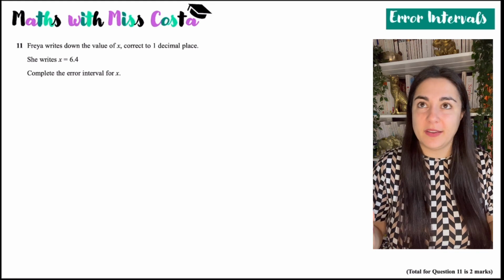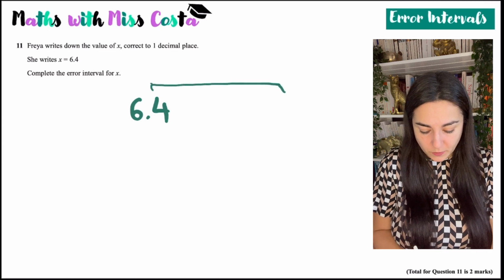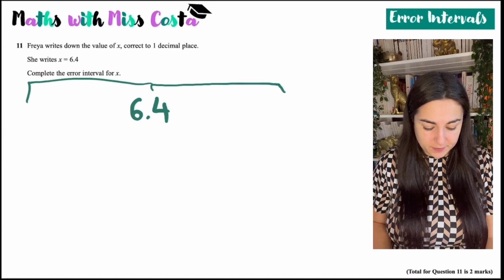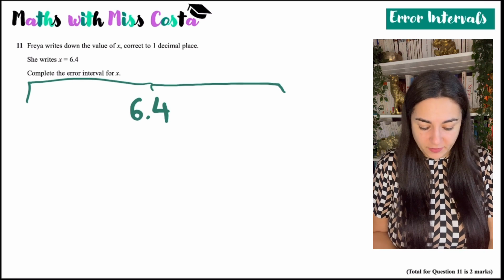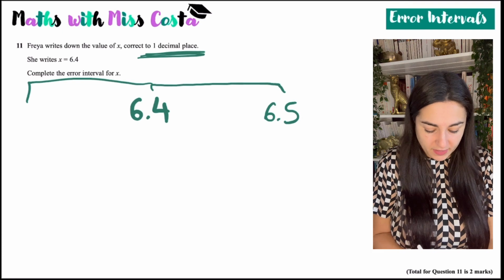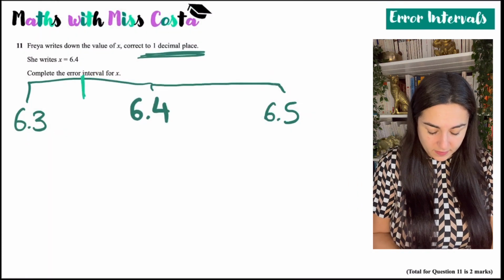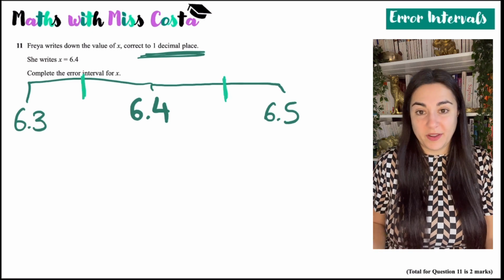Okay, so here we're dealing with error intervals. Now, all an error interval means is if something's been rounded, then obviously it could be slightly higher than the value that's been given or slightly lower than the value that's been given. So let's have a look at 6.4. What could it have been rounded up to or down to? So she writes the value of x correct to 1 decimal place. So the decimal places around that would be 6.5 and 6.3. So the middle part is what we're interested in.